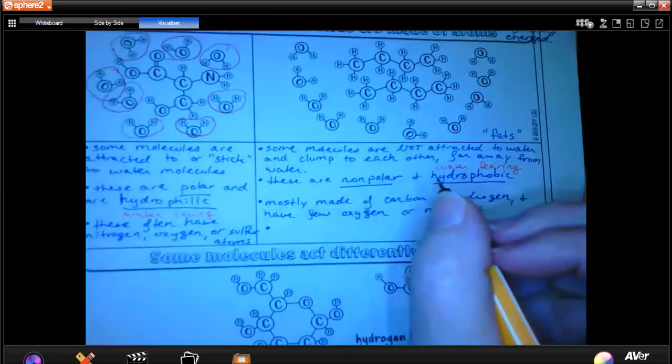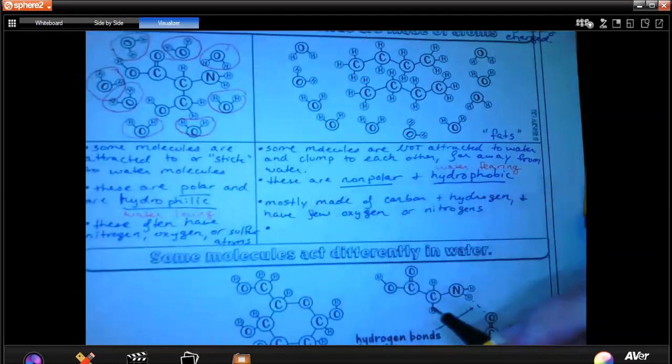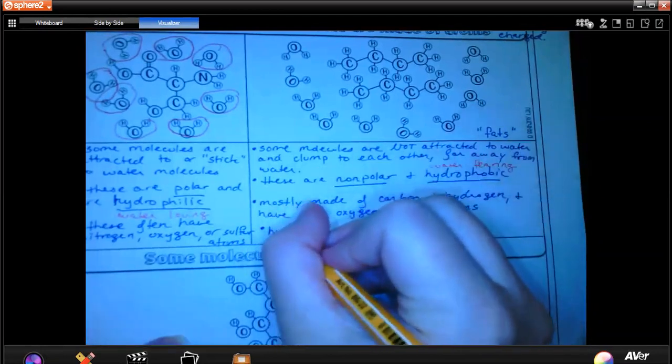Final point. The tendency for hydrophobic molecules to stick to each other and keep out of water, all of this is called a hydrophobic interaction.